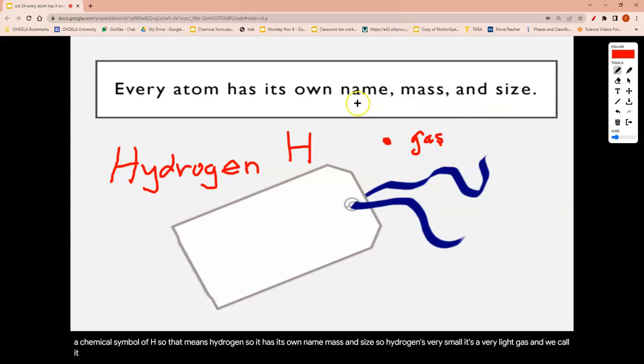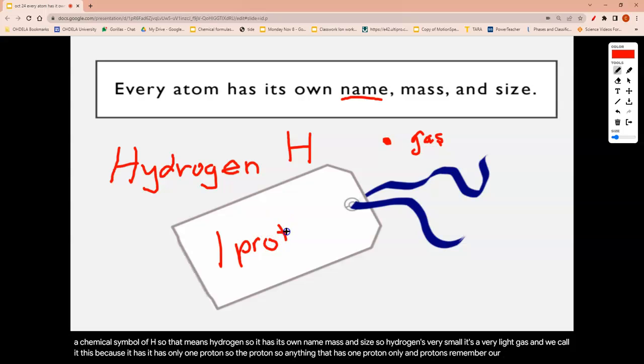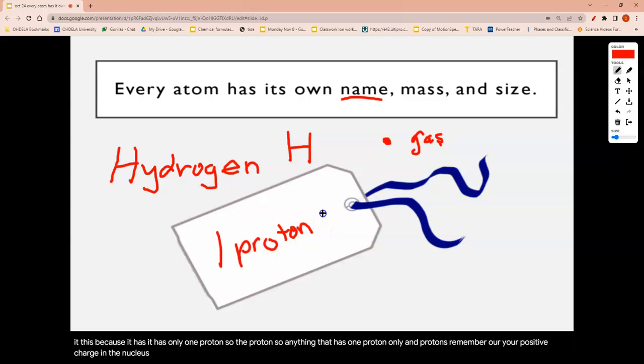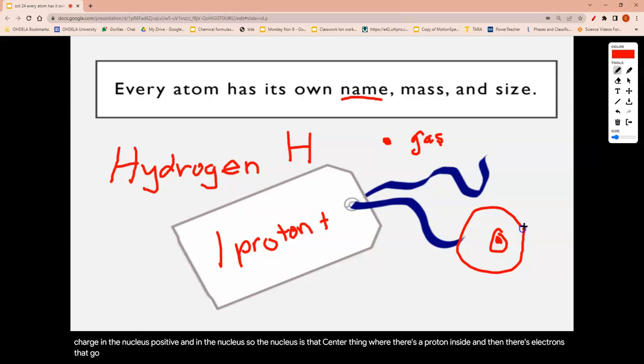And we call it this because it has only one proton. So anything that has one proton only, and protons, remember, are your positive charge in the nucleus. The nucleus is that center thing where there's a proton inside, and then there's electrons that go out around it. If it has one proton, it's always a hydrogen.